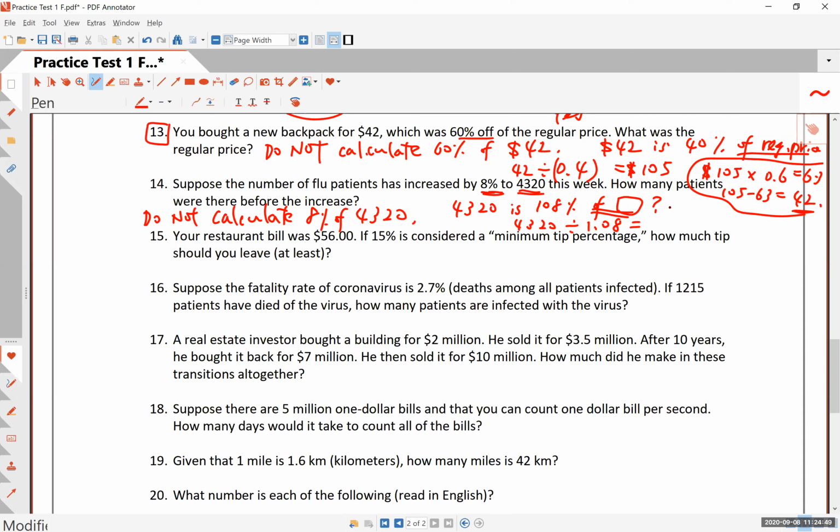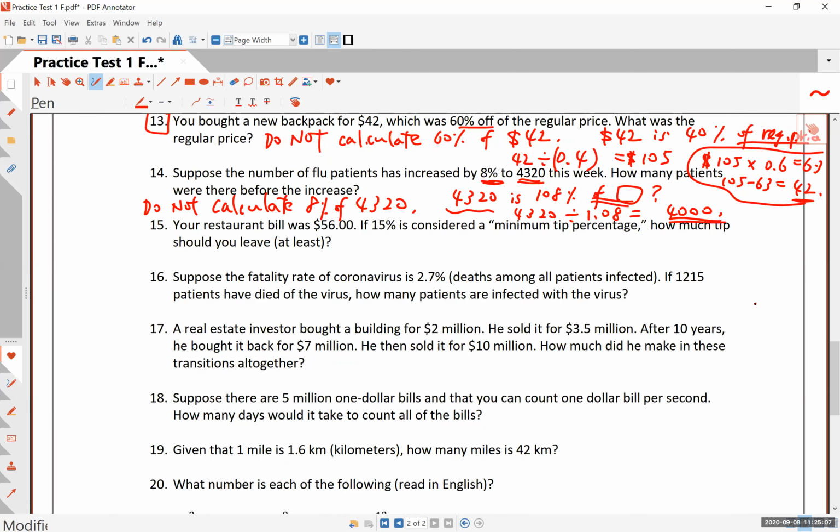So if you divide it by 1.08, you get 4,000. Now, again, take 4,000, find 8% of it, and you will see that 8% of 4,000 is 320. You add 320 to 4,000, and you will get this number. That's a way to check your answer.